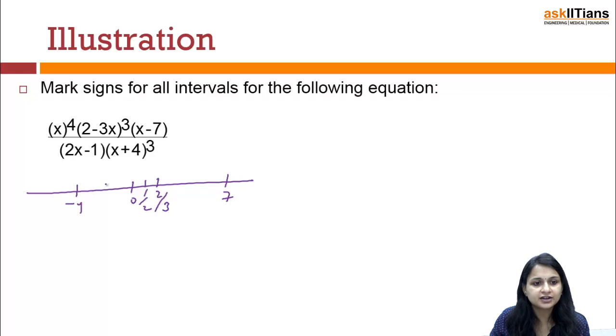After 7, you can see that it is negative because of 2 minus 3x. It will always be negative. f(x) is negative here. At 7 what is happening? At 7 it is equal to 0. Then from 2 by 3 to 7, it will change its sign, so it becomes positive. It will always change, but it will not change at 0. So positive, negative, positive, again positive here and then negative, because 0 is occurring an even number of times.